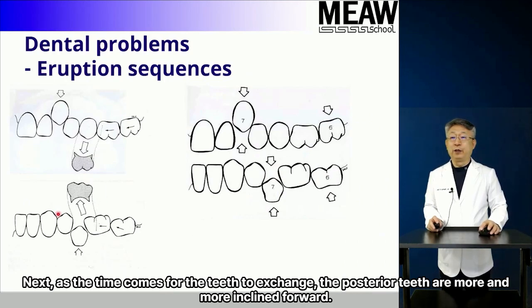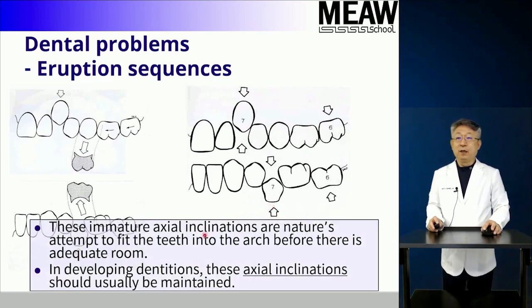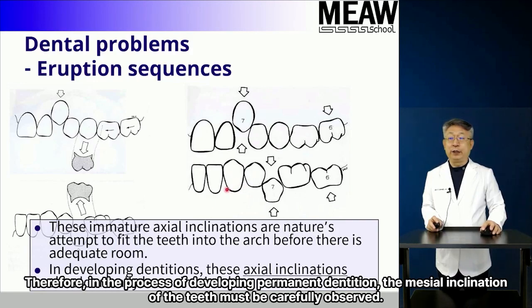Next, as the time comes for the teeth to exchange, the posterior teeth are more and more inclined forward. Therefore, sometimes there is insufficient space for the maxillary canine and the mandibular second premolar to erupt. It can be said that the change in axial inclination of the tooth is a kind of compensation at this time. Therefore, in the process of developing permanent dentition, the mesial inclination of the teeth must be carefully observed.